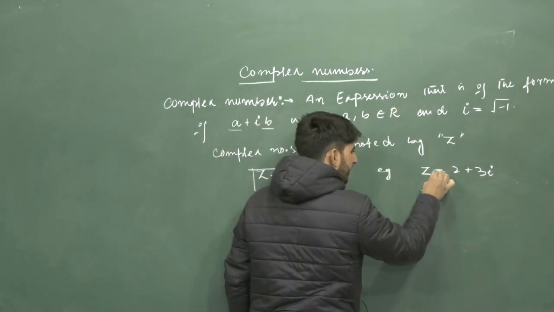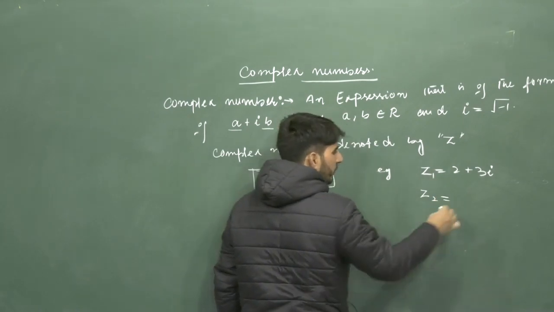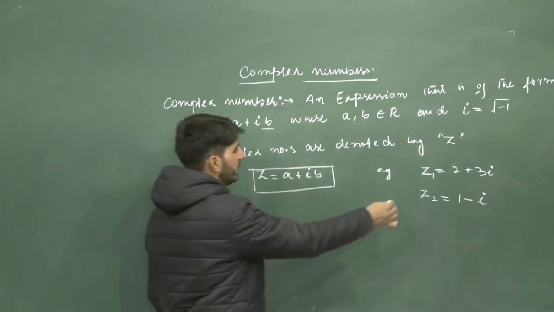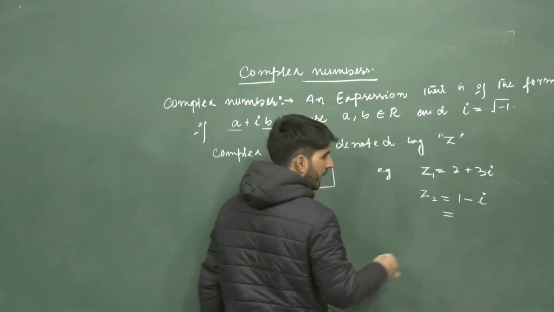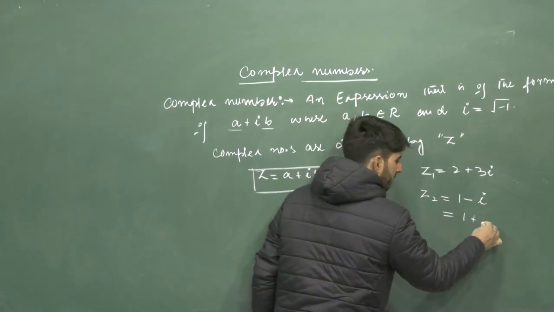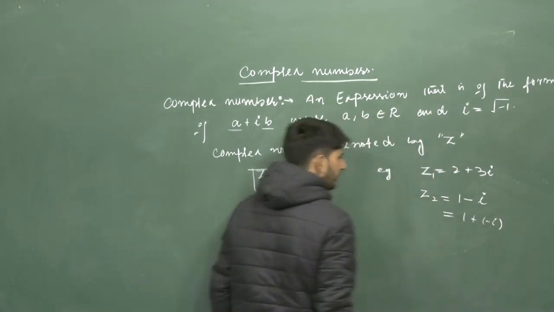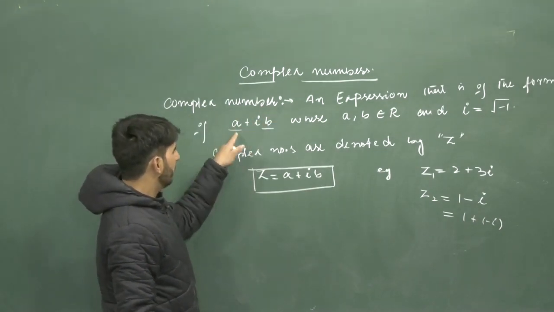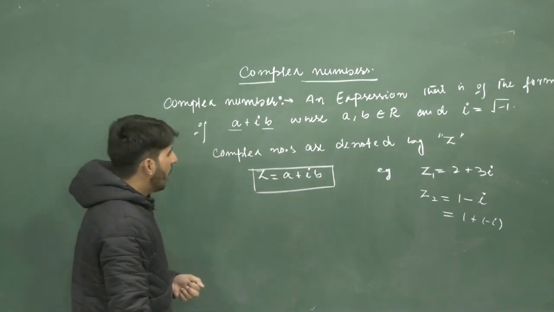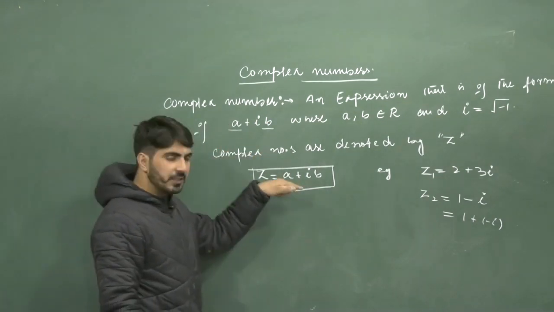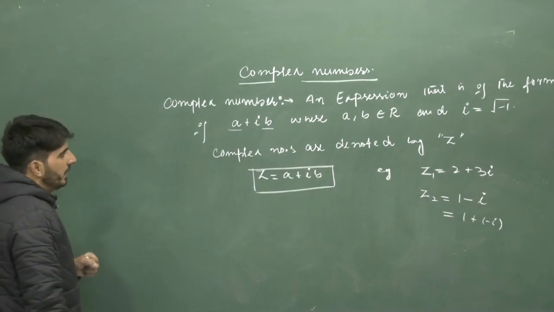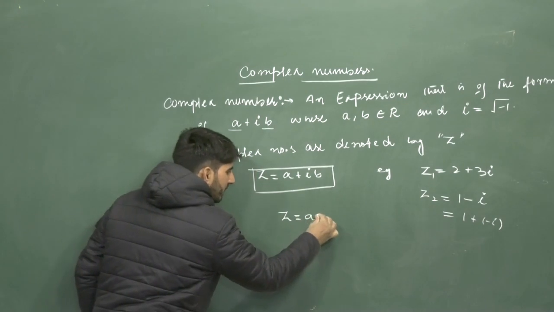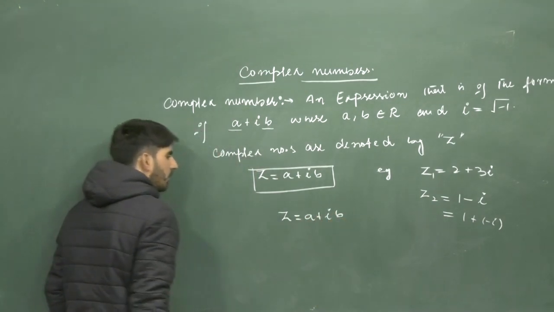Say this is Z1, this is Z2. Z2 is equal to 1 minus iota. This is again a complex number because this is of the form of a plus iota b, that is 1 plus (-1) i. So any expression that can be written in the form of a plus iota b is known as a complex number. Here Z is equal to a plus iota b is the general form of the complex number.